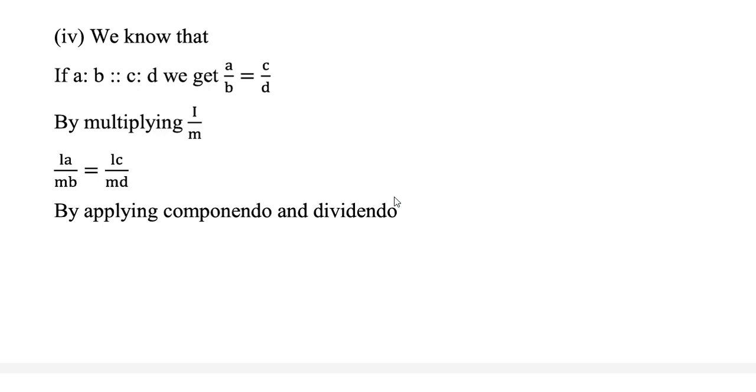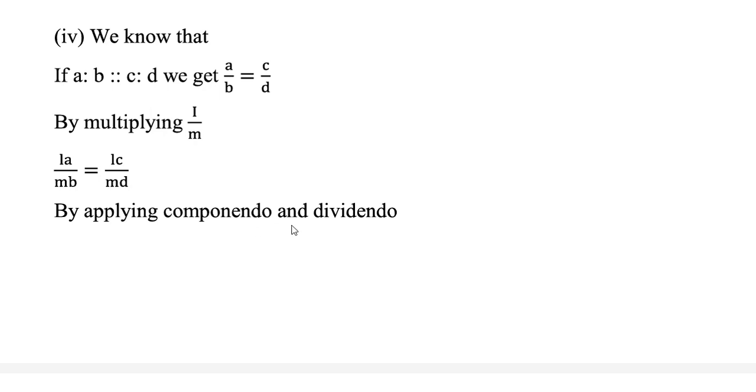Come to the next problem. If a is to b as c is to d, then we can write in the same manner a by b is equal to c by d, multiplying by l by m. So la divided by mb is equal to lc divided by md.